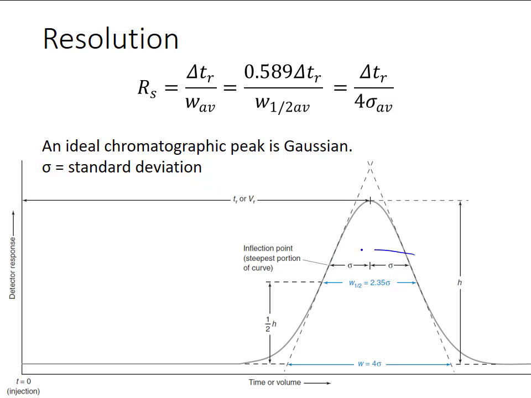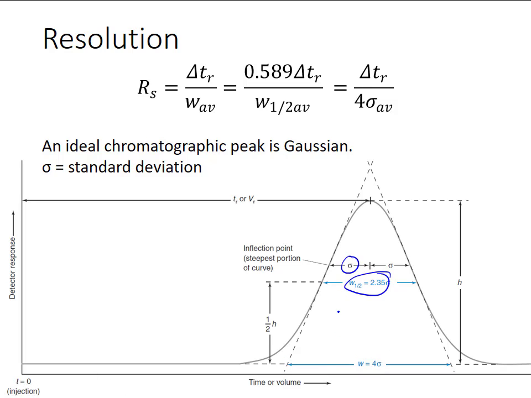In practical terms, this inflection point is hard to define on a peak from real data. And instead, in chromatography, we typically measure the width at the half height of the peak, because this is easy to measure, and use the relationship that the width at half height is about 2.35 standard deviations. And from this, we can indirectly measure sigma. Moreover, the actual width of the peak is defined as 4 standard deviations in chromatography.